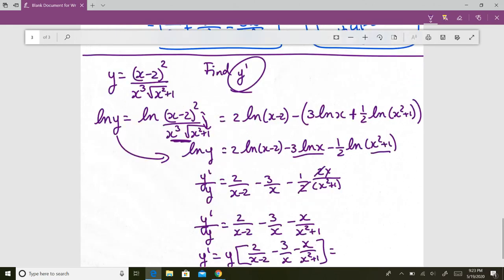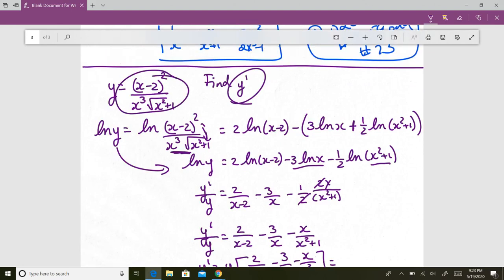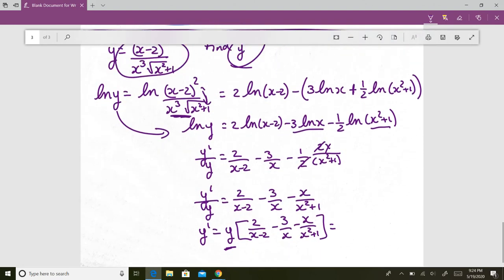But what was y equal to? It was equal to that. So the actual derivative is x minus 2 all squared over x cubed times x squared plus 1 to the power of a half. That's y times all this stuff. I'm going to run out of room. 2 over x minus 2, minus 3 over x, minus x over x squared plus 1.